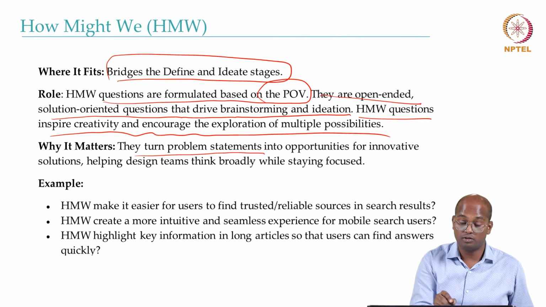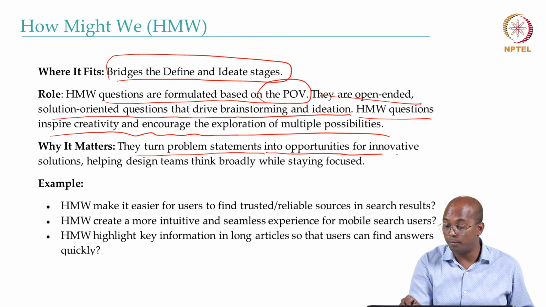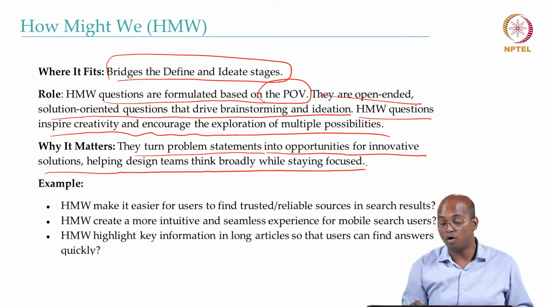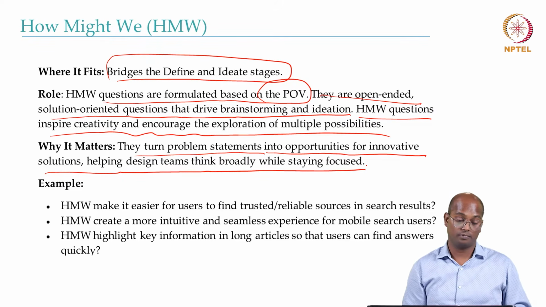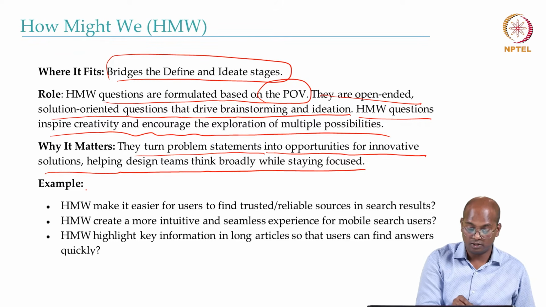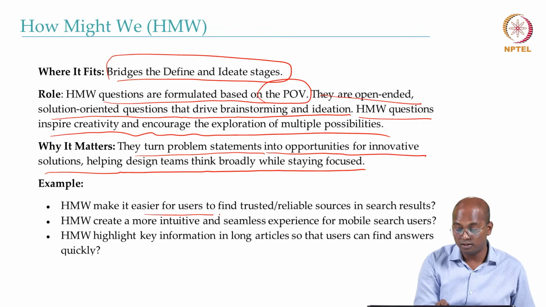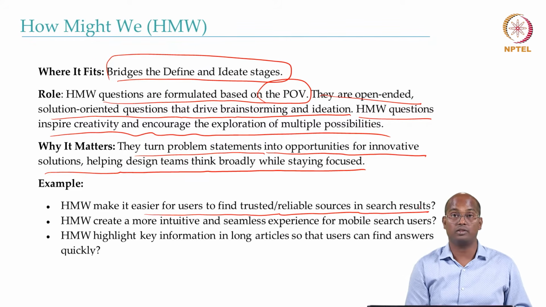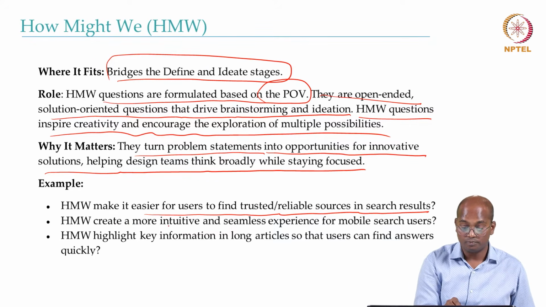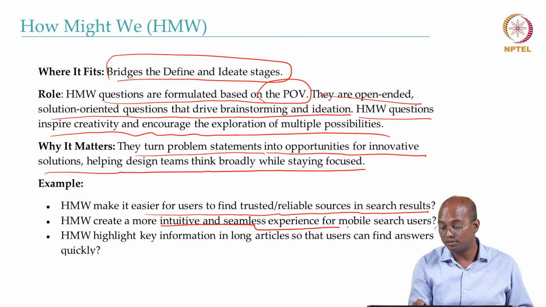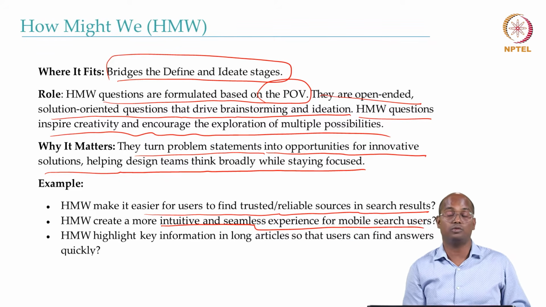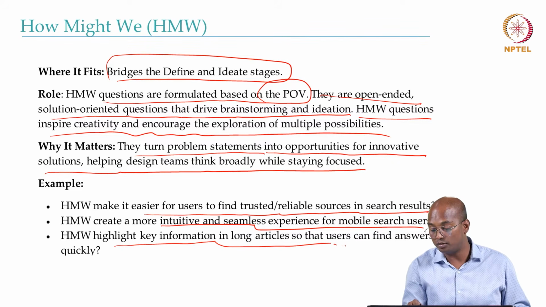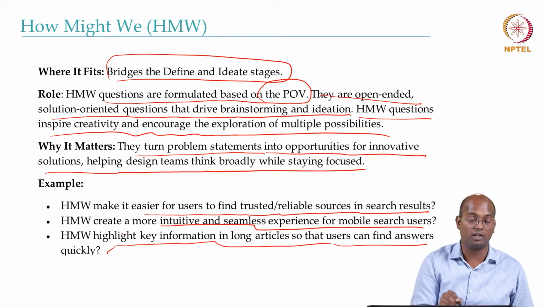They matter because they turn the problem statement into opportunity for innovative solutions, helping the design team think broadly while staying focused. Some examples you can see here. How might we make it easier for users to find trusted and reliable sources in search results? How might we create a more intuitive and seamless experience for mobile search users? How might we highlight key information in a long article so that the user can find answers quickly?